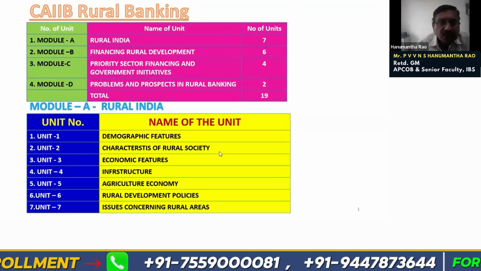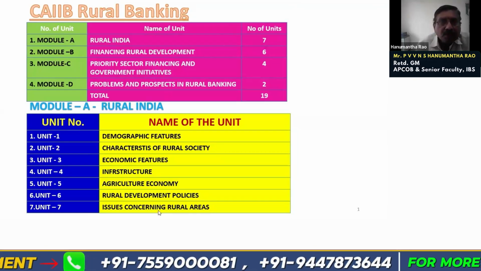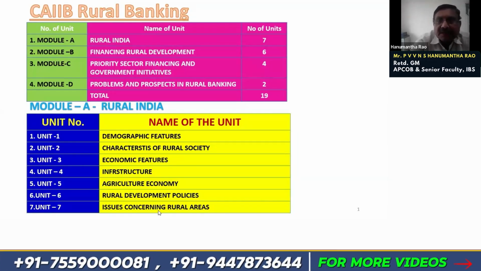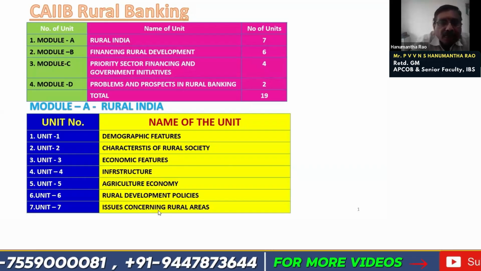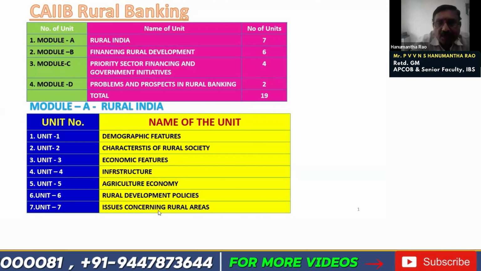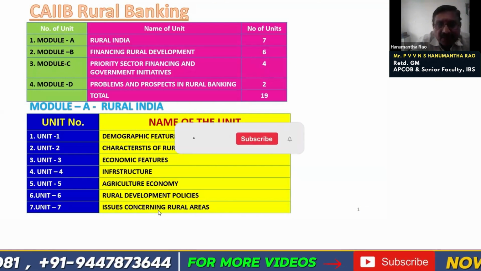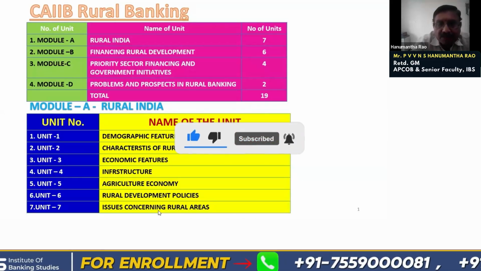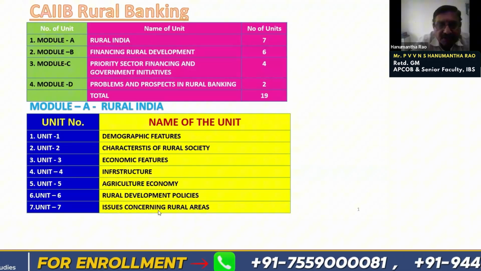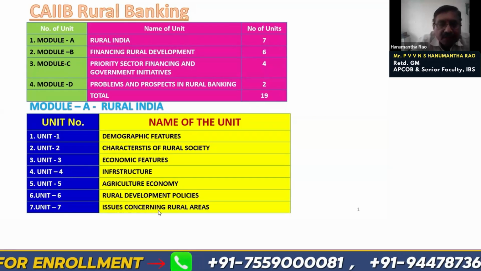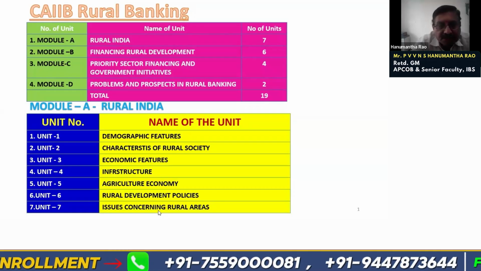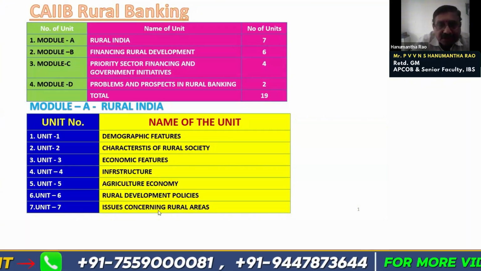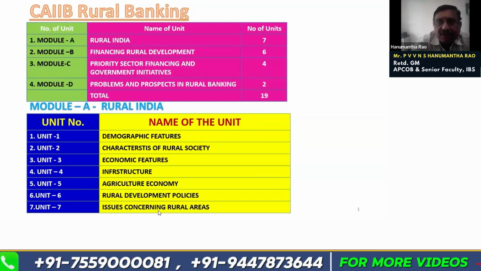Okay, friends. If you go to Module A, as I told you, we are having 7 units. Unit number 1, demographic features. Second unit, characteristics of rural society. Unit 3, economic features. Unit 4, infrastructure. Unit 5, agriculture economy. Unit 6, rural development policies. Unit 7, issues concerning rural areas. So these are the 7 units in our Module A.